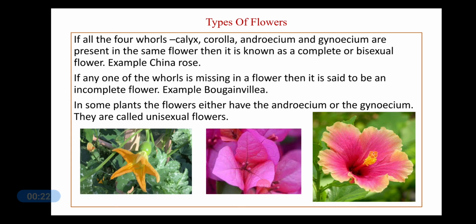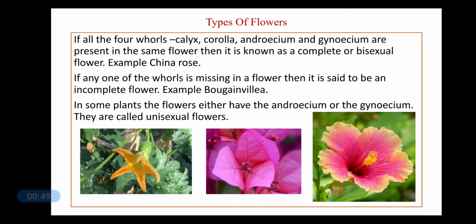Types of flowers. If all the four whorls, that is the calyx, corolla, androecium and gynoecium are present in the same flower, then it is called a complete flower or a bisexual flower. For example, the China rose. As you can see over here, a China rose has all the four whorls.